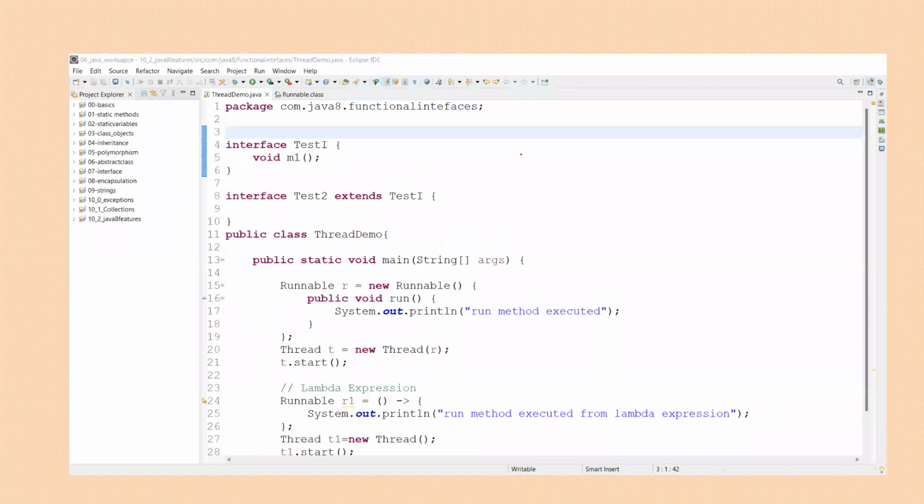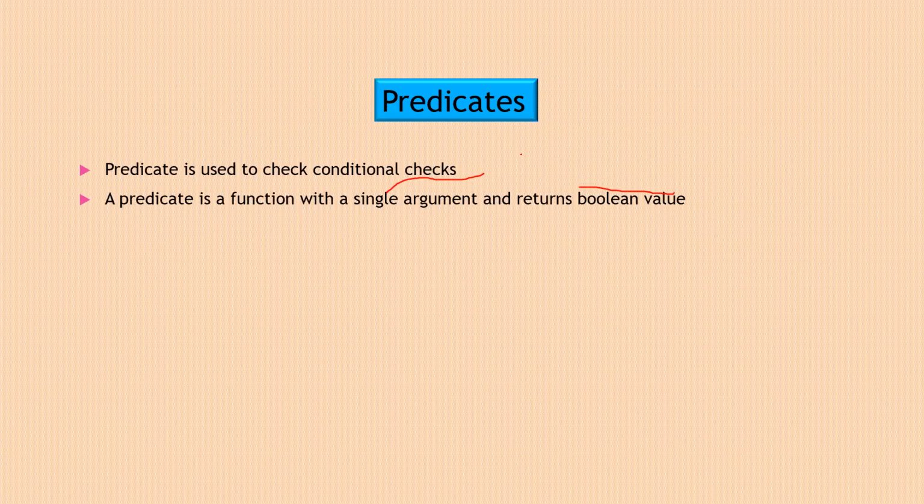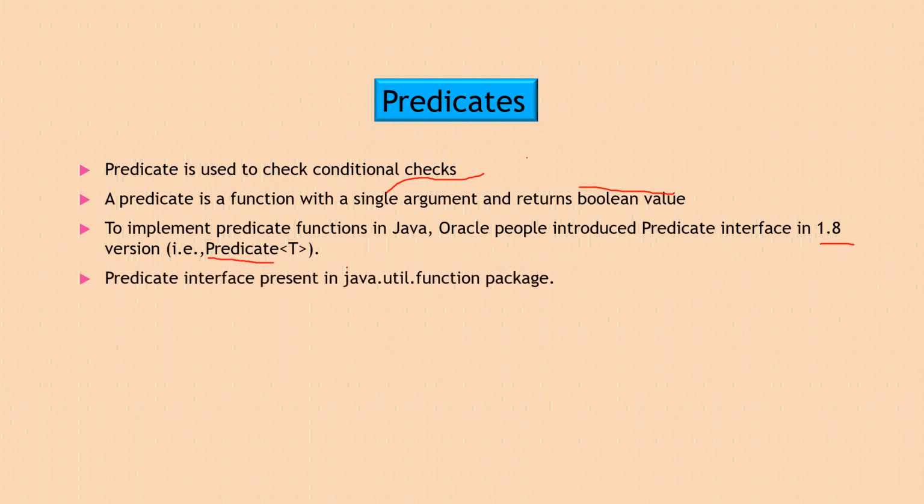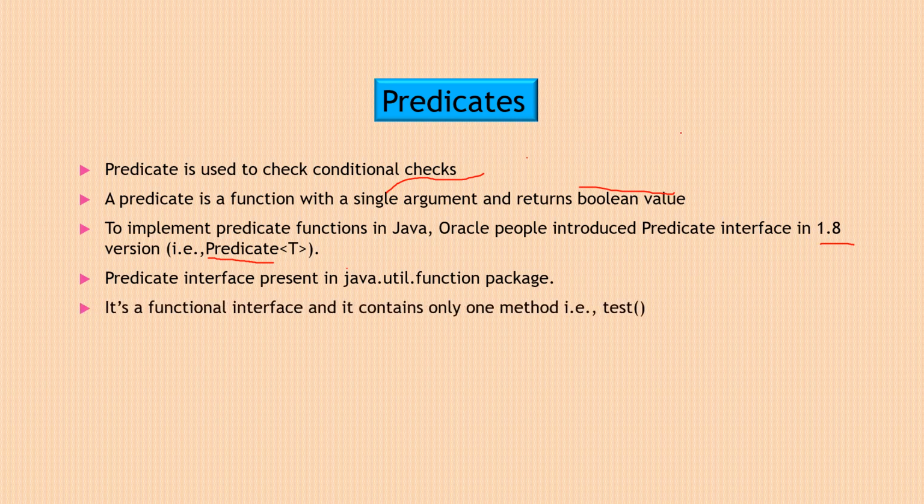To implement a predicate function in Java, Oracle introduced the Predicate interface in Java 1.8. As you can see, this is a functional interface. How to implement it here? The Predicate interface is present in the java.util package. In this package, your predicate function will be available. It contains only one method, called the test method.